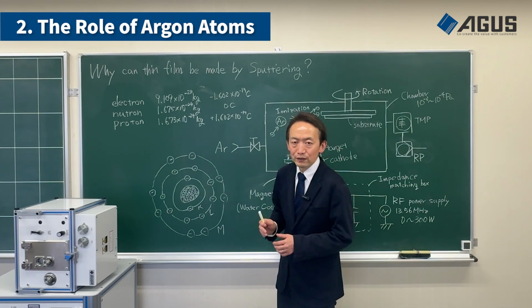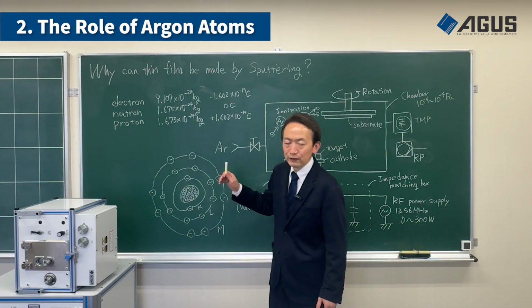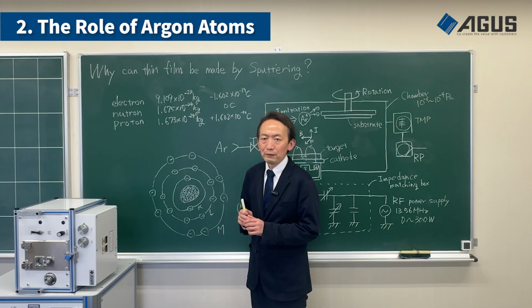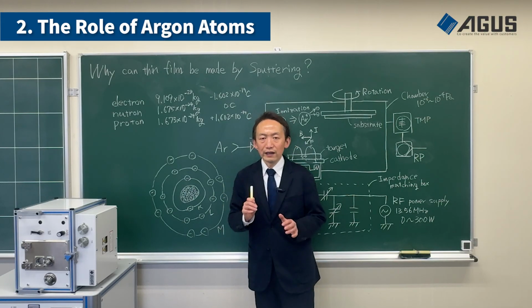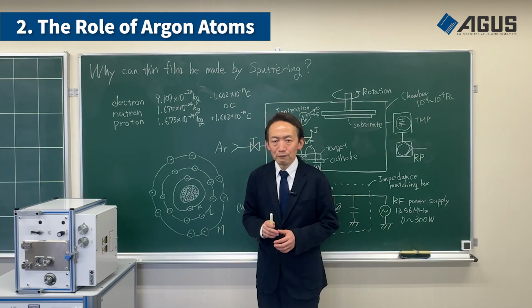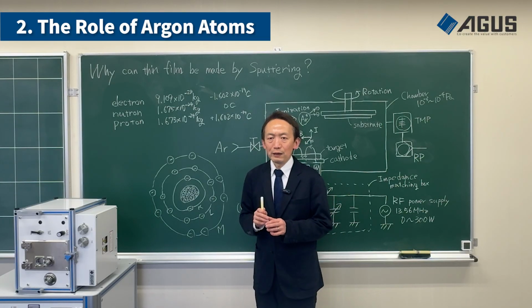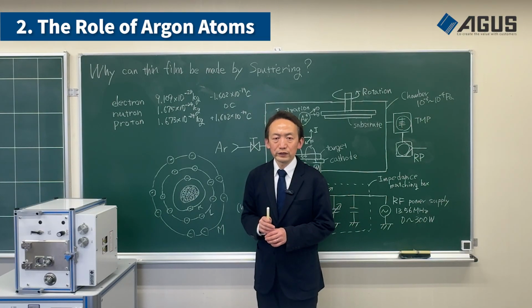Please remember that electrons are very light while protons are very heavy. If an electron weighed 1 kilogram, a proton would weigh about 1,840 kilograms.